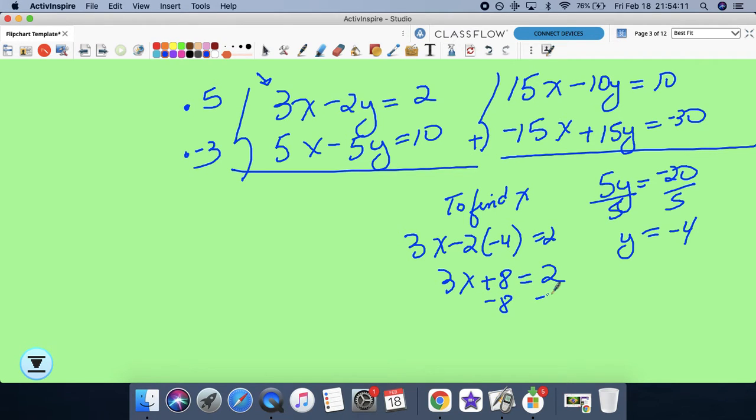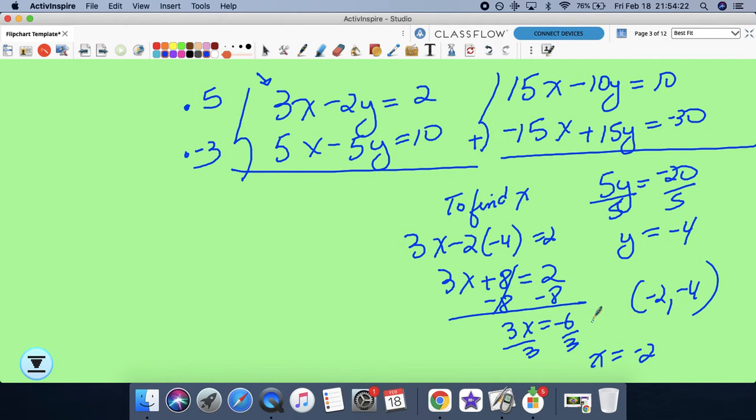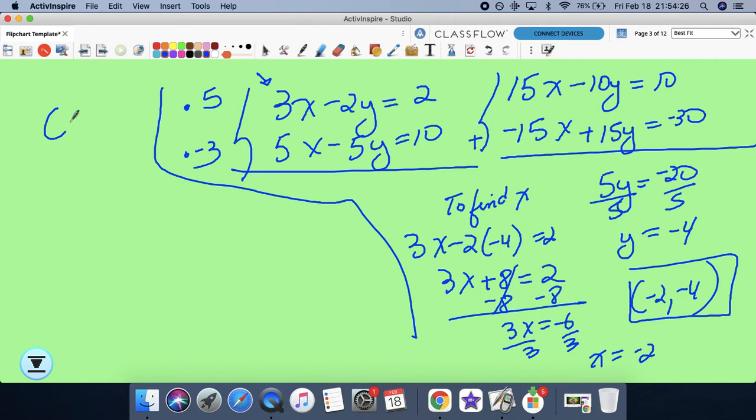Minus 8 on both sides. We get 3x equals negative 6, divide both sides by 3, x equals negative 2. So our point of intersection is negative 2, negative 4. Take this point, do your check, now that you have both coordinates.